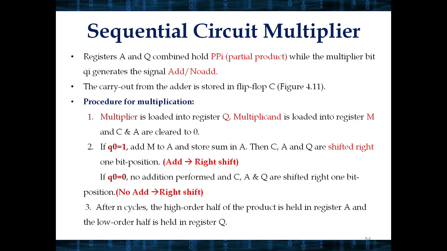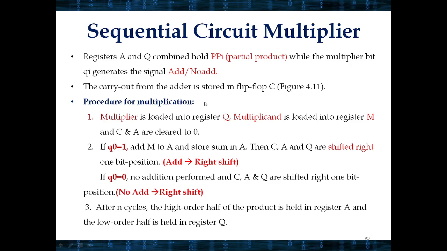So we'll see how exactly this algorithm works. Registers A and Q combine, which holds the partial product, while the multiplier bit Qi generates the sequential add or no add operation. The carry out from the adder is stored in a flip-flop circuit C.